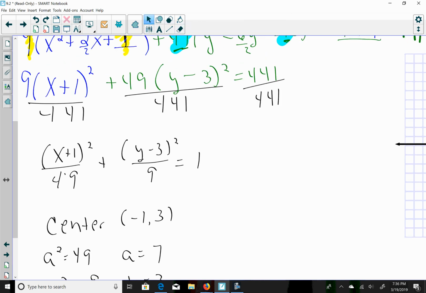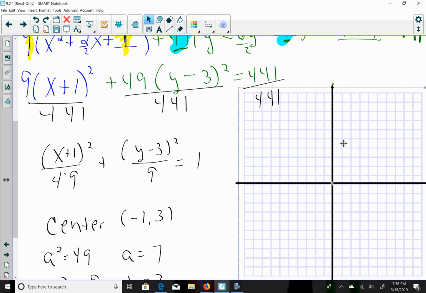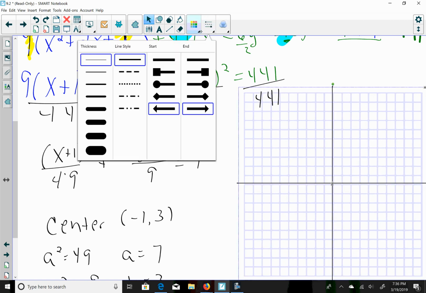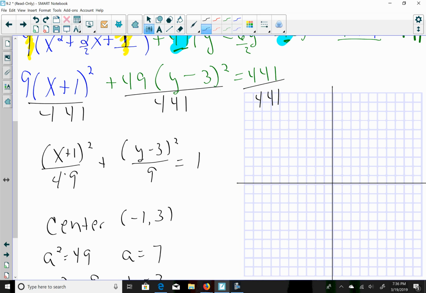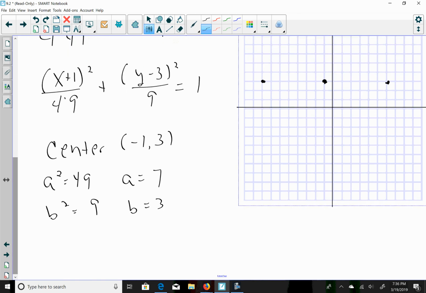Let's see if I can bring out this graph paper. So I'm going to plot the center, which is -1, 3. Then my x is going to move to the left and the right 7. So I can sit here and count 1, 2, 3, 4, 5, 6, 7, and go 7 the other way. And I can write those vertices. If I did not want to count, what I would do is I would take this -1 and I would add and subtract the a, which is 7.